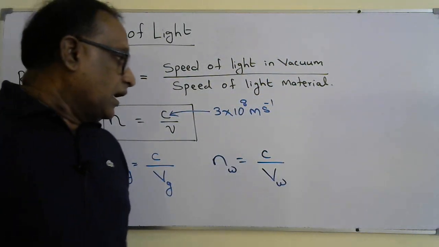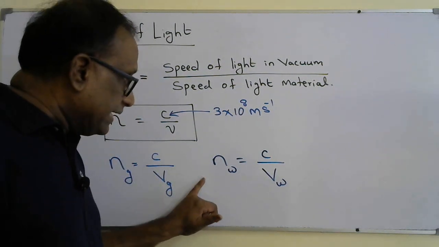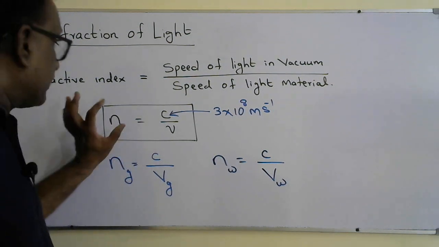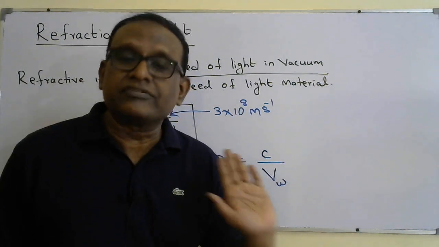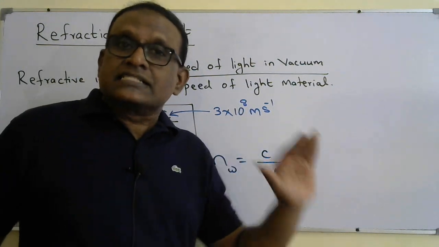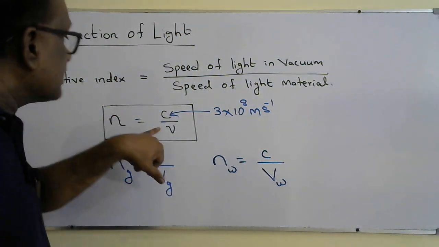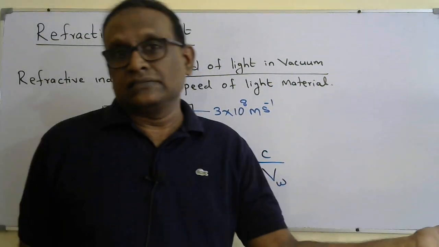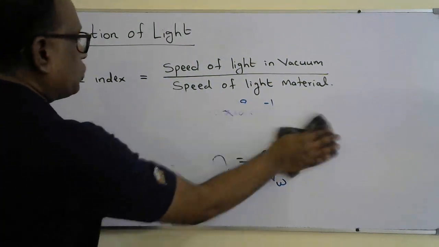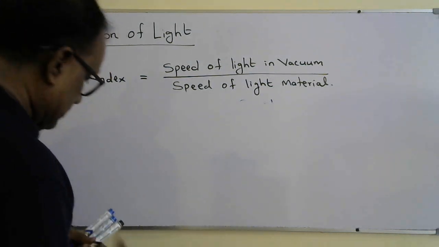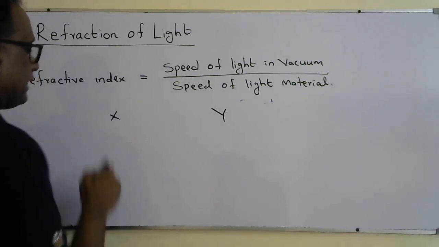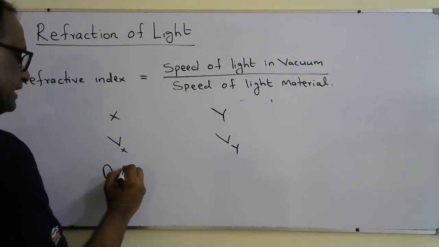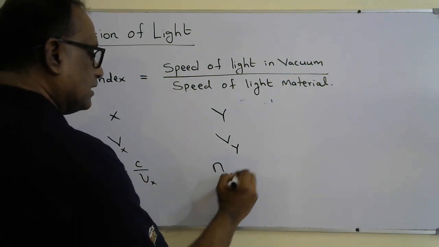One more thing you should know: if the refractive index is higher, the speed of light in that medium is lower. When you compare the refractive indices of two different media, if the refractive index is higher for one medium, the speed of light there is lower. If the refractive index is lower, the speed of light in that medium is higher. For example, consider two media, X and Y. The speed of light in medium X is Vx, and in medium Y is Vy. Nx equals C over Vx, Ny equals C over Vy.